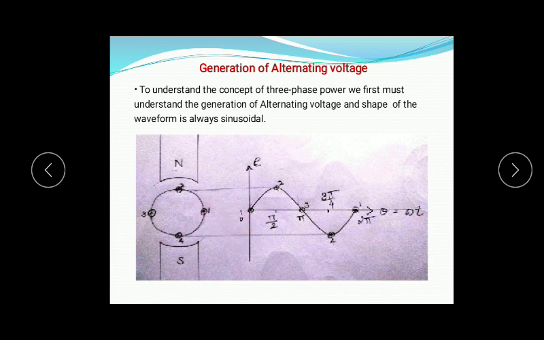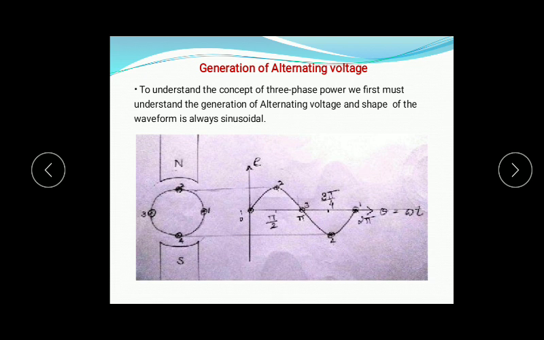But when it reaches position number 2, this conductor is moving perpendicular to the lines of flux. Therefore, it cuts maximum flux and maximum EMF is induced in the conductor. Similarly, when the conductor reaches position number 3, there is no flux, no EMF. So it is 0.